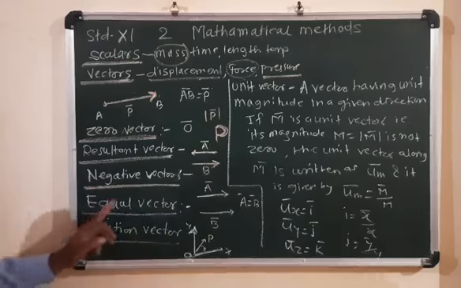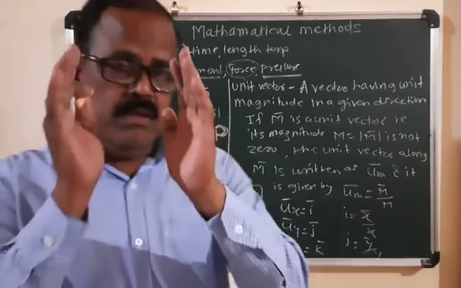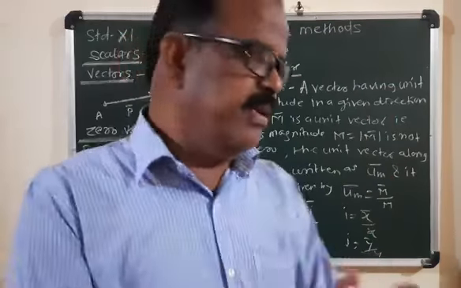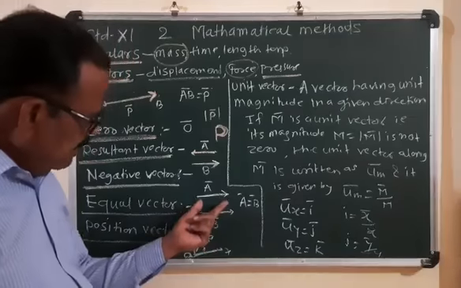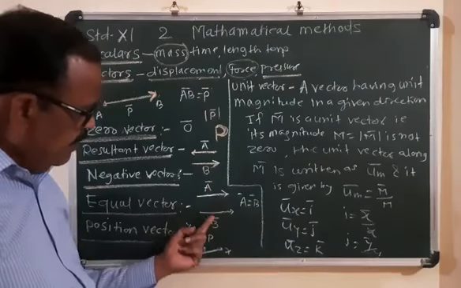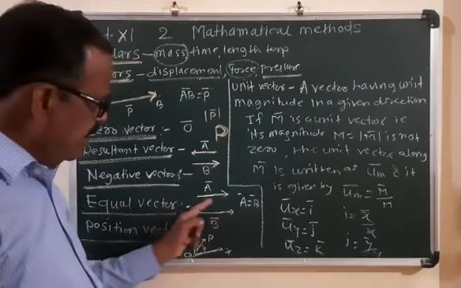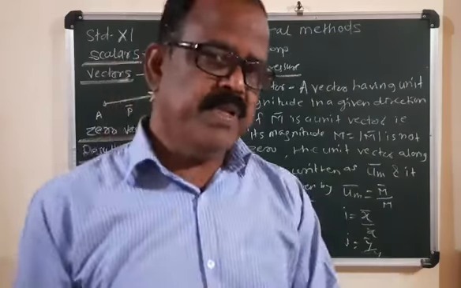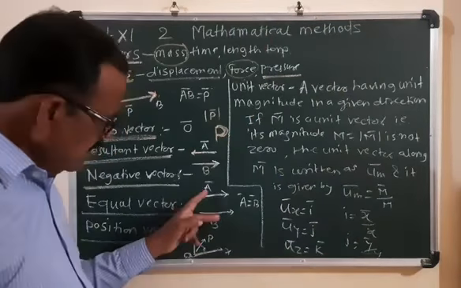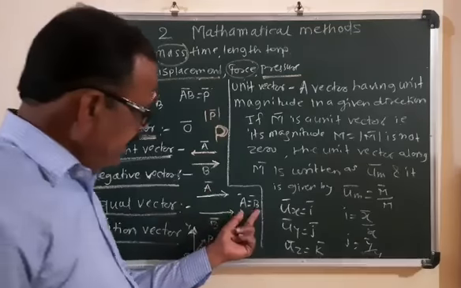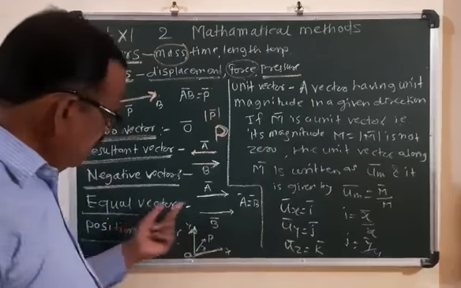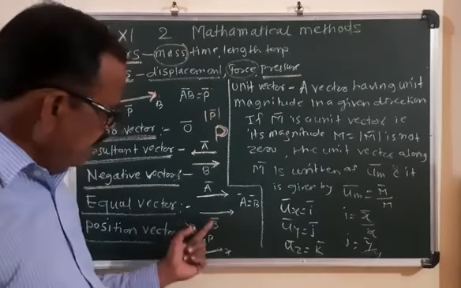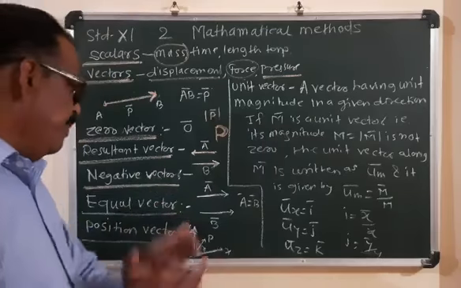Next, equal vector. Two vectors, A bar and B bar, are said to be equal vectors when they have the same magnitude and the same direction. That is, A bar is equal to B bar.